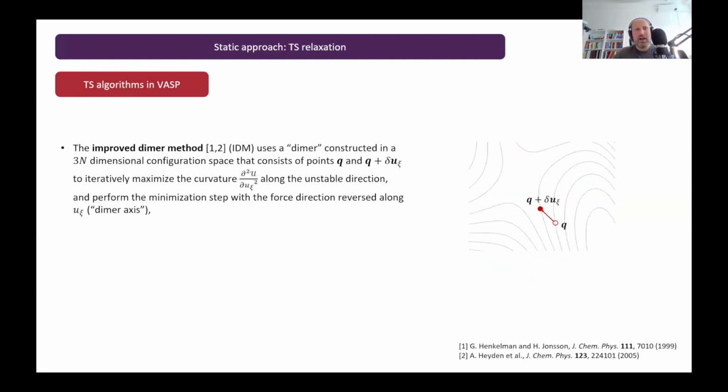So this is the reason why I prefer to use in my calculations the other method that we have in VASP. This is called the improved dimer method, or IDM.